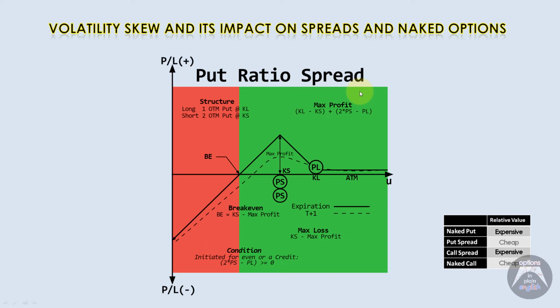A lot of traders use them. I use them all the time. One of the things I could say about this one is that it should be initiated for a credit, or even, in the worst case scenario, for even money. And you're going to be margined on the naked put that you're selling, so the margin is going to be as if you were shorting a put.